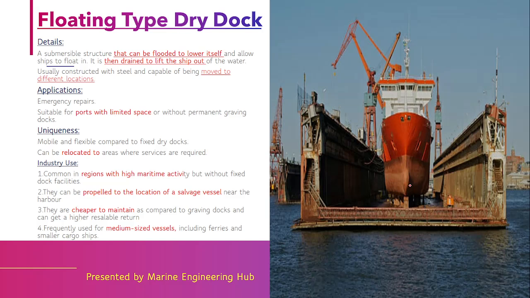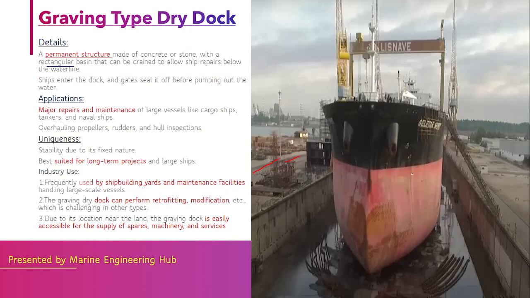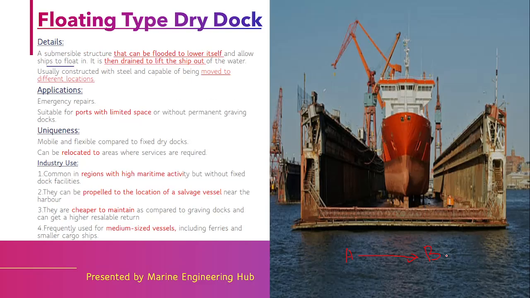The main advantage of this floating type is that it can be moved to a different location. It means that it is not necessary that you do a drydock at a permanent place. Suppose you are in A place and you want to do a drydock, you have to go to B place if it is a graving type dock, because a graving type dock is a permanent structure. If you want to do a drydock in the place itself, you can do it by floating type, because it is movable, it can come from point B to point A. So that is the advantage.